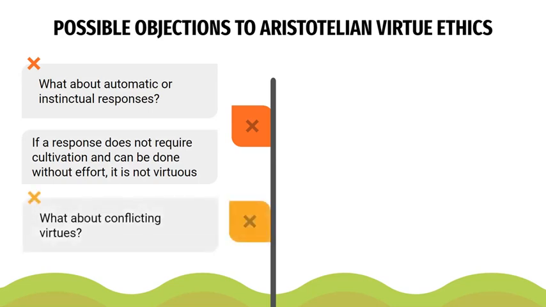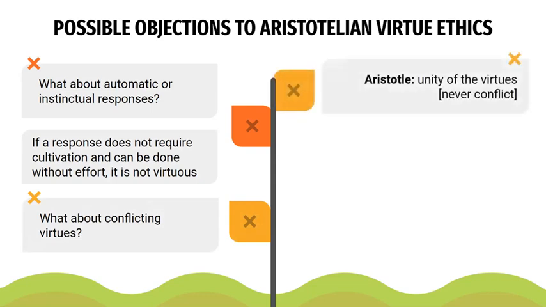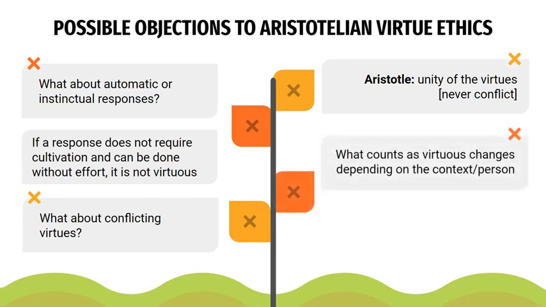Do the virtues conflict? This is another common criticism, that maybe it's hard to separate which virtue applies to which case. May not be a fatal criticism. Aristotle thinks that the virtues are unified, they never conflict. Some people don't like that. What counts as virtuous changes depending on the context or the person. So a lot of people think that this is too contextual of an ethical theory, that's why we like the action-based theories, because they tell us exactly what to do in each case. Whereas with virtue ethics, that's not really what it's about.